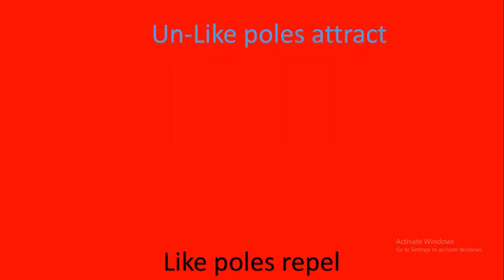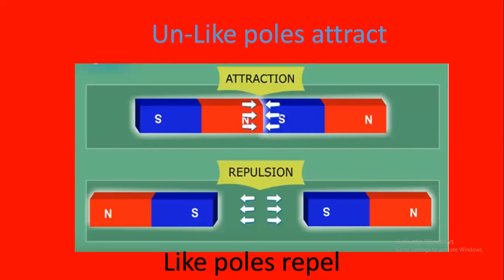Now this is an interesting part of the magnet. Unlike poles attract. See, children, north and south, they are unlike, but see how they attract? Clear from the picture here. Attraction, repulsion, very interesting. South and south, how they repel. They go far away from each other because they are like poles. So unlike poles attract and like poles repel.